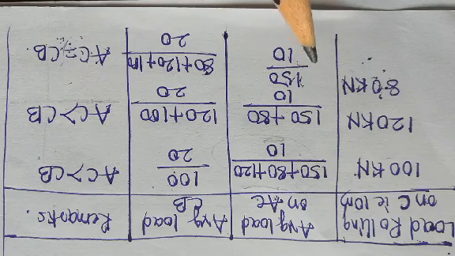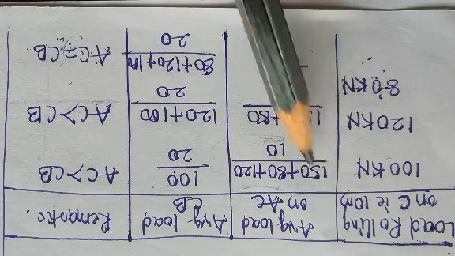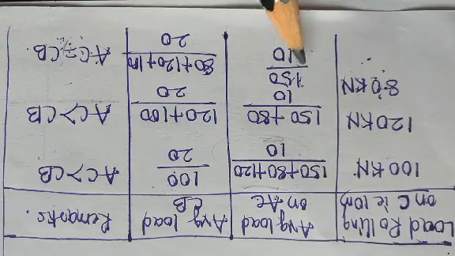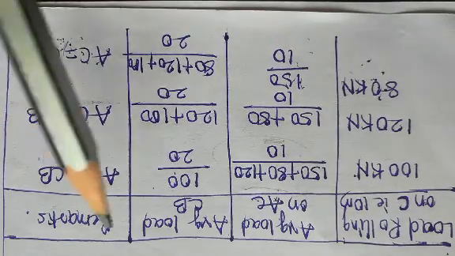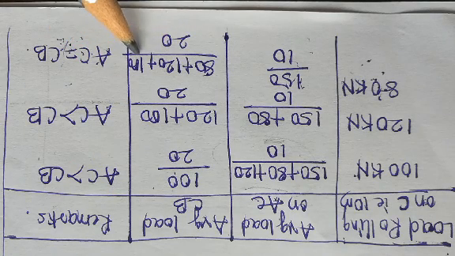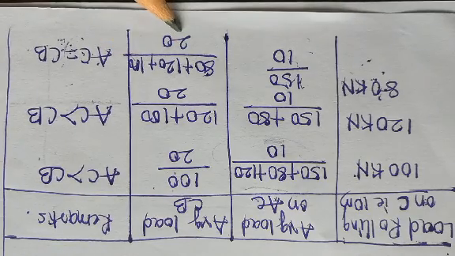Now next, moving to when 80 kilonewton will cross C point, at that time you will be having only 1 load remaining in the AC section, that is 150. So 150 divided by 10, and in the CB section you will be having 3 loads, that is 80, 120 and 100. So the summation of these loads, 300, divided by 20.